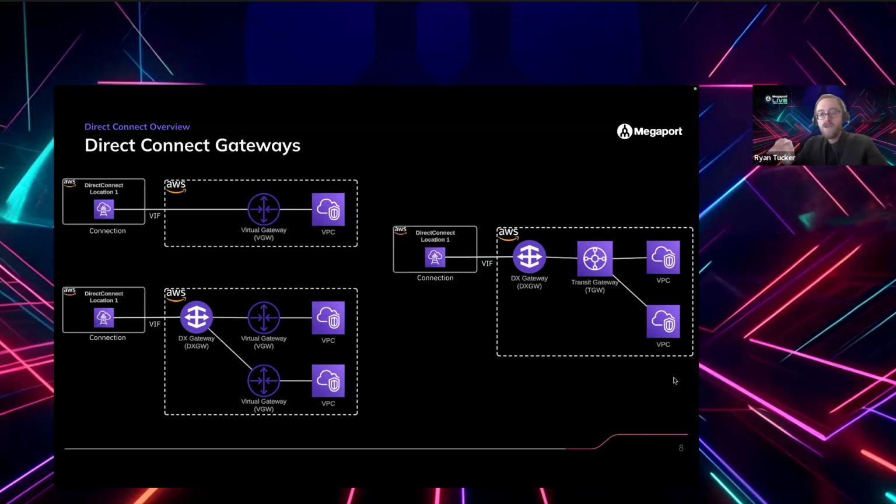So if you look at the picture on the right-hand side, we've got the VIF, same as before, connected to Direct Connect Gateway, same as before. But the Direct Connect Gateway, instead of connecting directly to VGWs, connects to a Transit Gateway, and then the VPCs are connected to the Transit Gateway. So this does a couple of things. This does allow control over routing between the VPCs. So you can use this to allow different VPCs to talk to each other through the Transit Gateway.